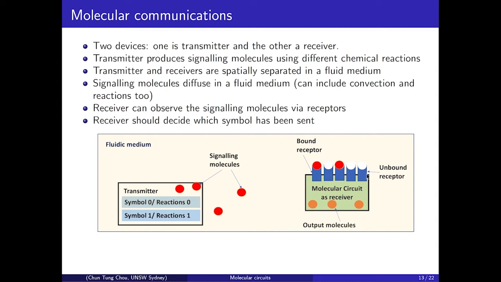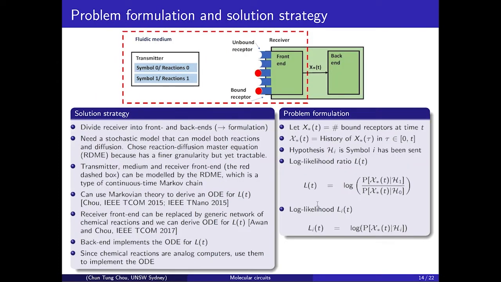Now, when it comes to the signal processing problem, what the receiver wants to know is whether the transmitter has sent symbol 0 or symbol 1. This can also be formulated as a signal detection problem. The only difference is that now the transmitter and receiver are spatially separated, and there is a medium separating them. It's just the spatial separation. But when it comes to information processing problems, that's exactly the same as a detection problem. Let's see how we are going to formulate this detection problem.